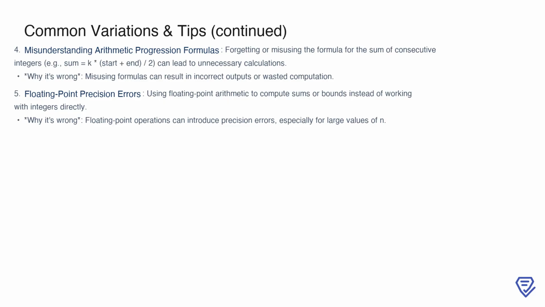Precision errors are also a risk when performing floating-point arithmetic. For instance, if you use floating-point operations instead of sticking with integers, you may introduce small but significant inaccuracies, especially when working with very large values of n. To avoid these issues, it's generally better to stick with integer arithmetic, which is both precise and efficient.